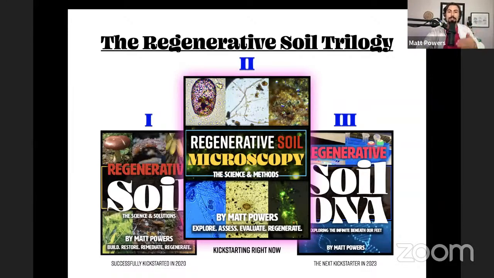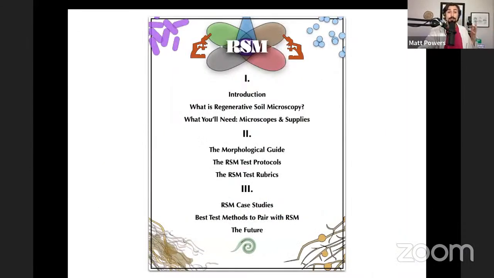So you get to preview the next course by getting this book before it's even out in print. And this is going to come in the fall. I have it 80% written. I've got to finish writing it and then edit it, and then it'll be to print. But before it does, it'll be an ebook and you will get a copy. And this is what it is. It's regenerative soil microscopy. It's the microscope and supplies you'll need.